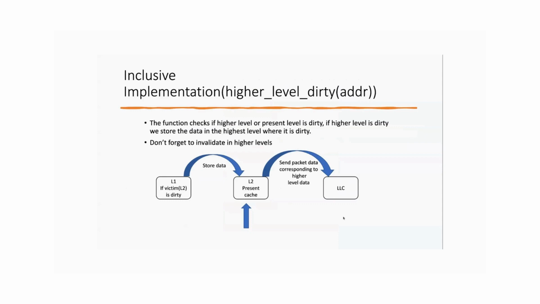In the inclusive implementation, I wrote a function named higher level dirty, which takes the address, goes into the higher level and checks whether the given address is dirty or not. If it is dirty, we need to store that data and send it to our lower level to preserve the data. We have to call this function after every find victim, and after sending the packet, we should not forget to invalidate this data in higher levels. We should remove this because we know in inclusive, L1 is a subset of L2 is a subset of L3. When we are removing from some cache, we need to remove it from higher levels also. Let's see the code implementation.